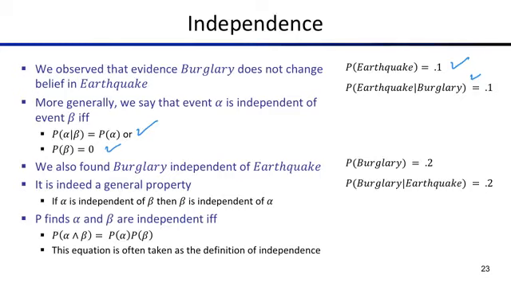We also found the opposite, right? We found that burglary was independent of earthquake because we computed the probability of burglary and it was 0.2. And we computed the probability of burglary given earthquake and it was also 0.2. And it did not happen by chance because this is a general property. If an event alpha is independent of an event beta, then beta is also independent of alpha. And we write it like this. Alpha is independent of beta, and beta is independent of alpha.